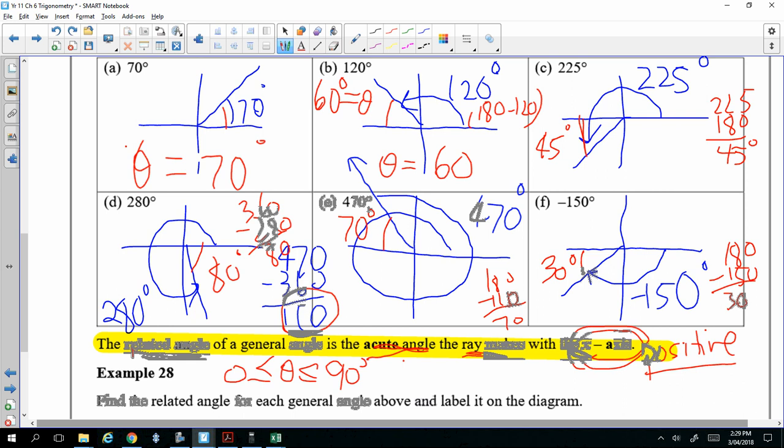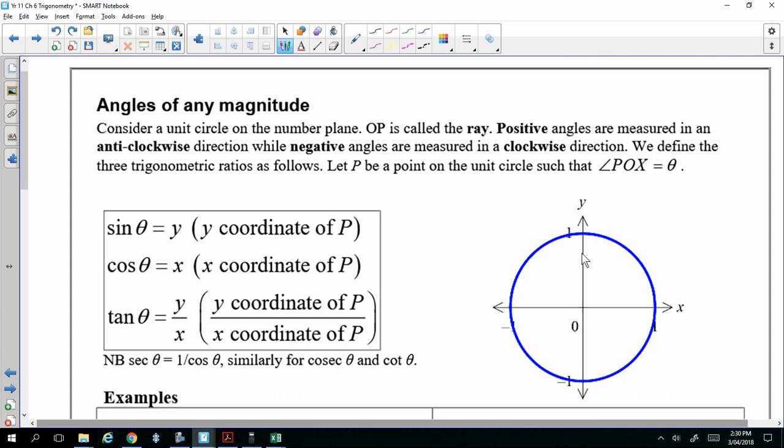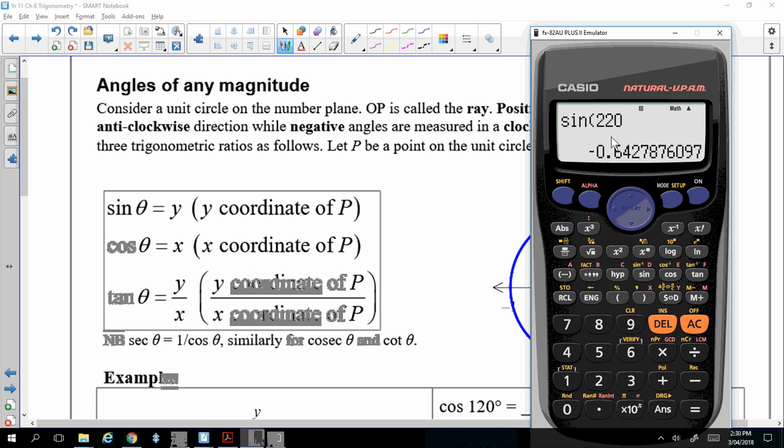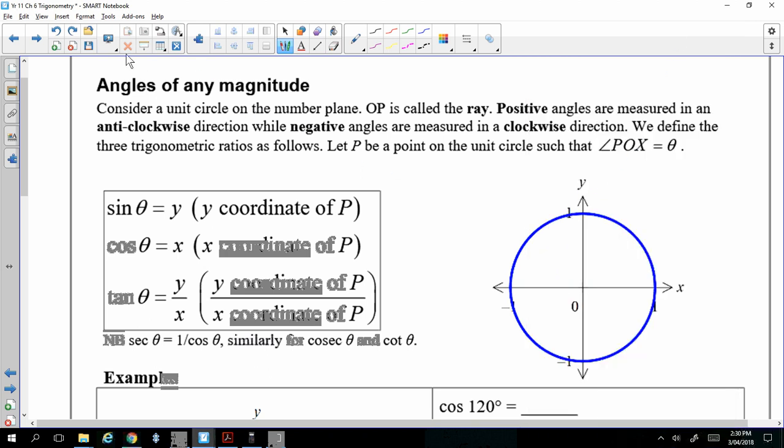All right. Next page. Angles of any magnitude. Now we're going to understand how to do this. I'm going to explain to you how to do this. So what we do is we first draw a ray like before. Maybe do it in red. Draw a ray like this. That's the angle.